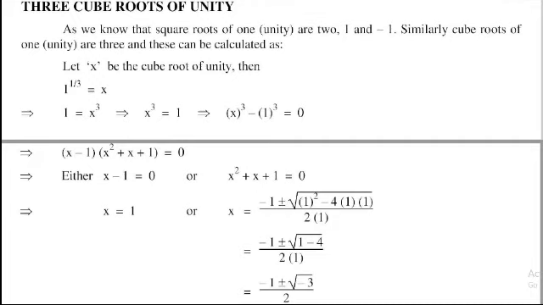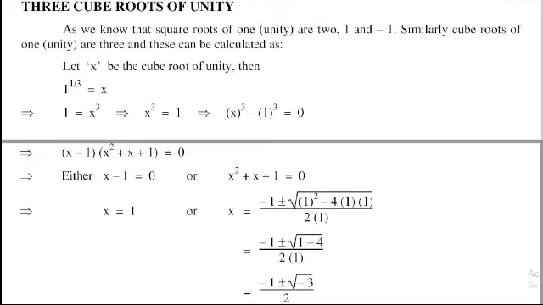of unity, then 1 cube root is equal to x. Taking cube on both sides, 1 is equal to x cube. Rearranging the terms, x cube minus 1 is equal to 0. So this is the formula of a cube minus b cube. A cube minus b cube can also be opened in the form of (a minus b) into (a square plus ab plus b square).